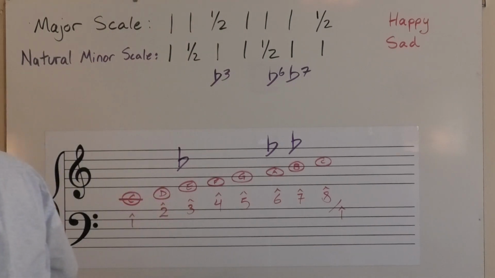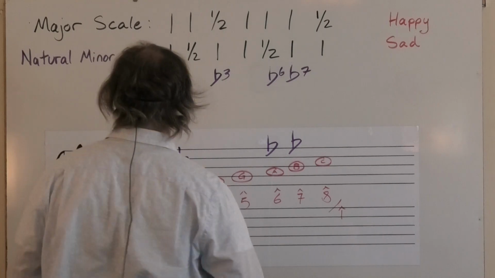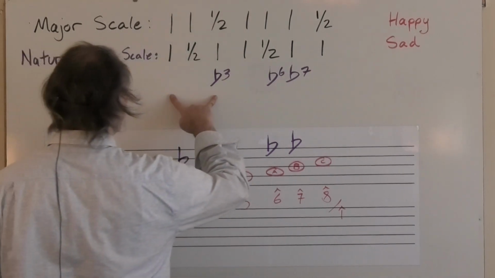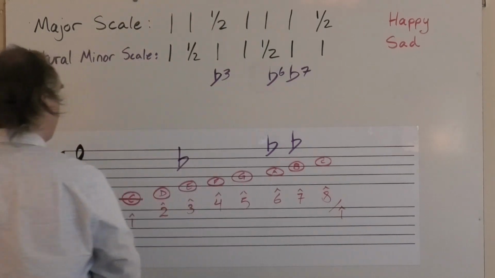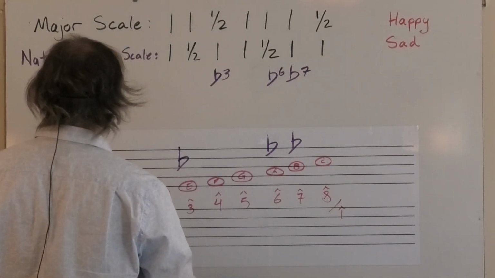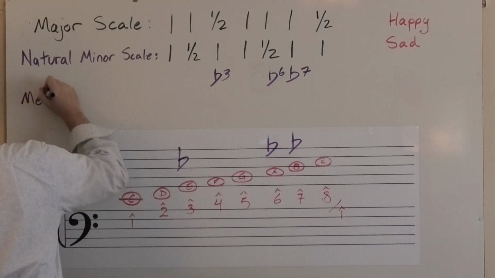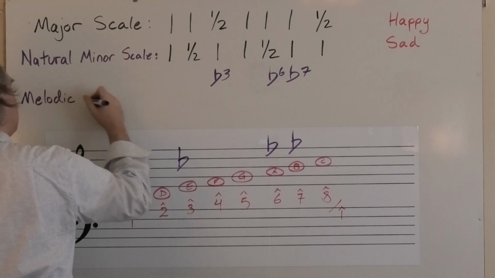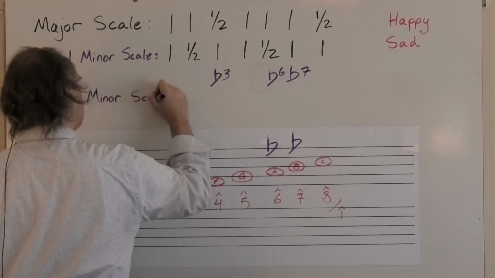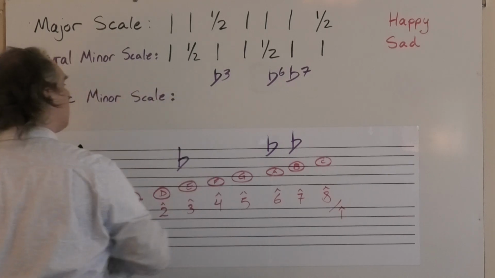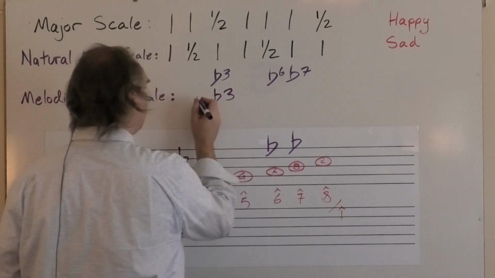Now, let's say we don't flat 6 and 7. Remember at the beginning I said if you have a minor scale, it's because you have a minor third between the root, which is the first scale degree, and the third. So that's called the melodic minor scale. So let's go ahead and define M-E-L-O-D-I-C. Melodic minor scale. Okay, so what we have is flat 3, and that's it.